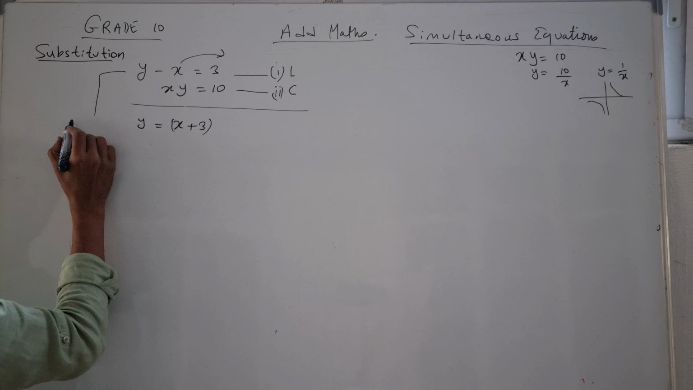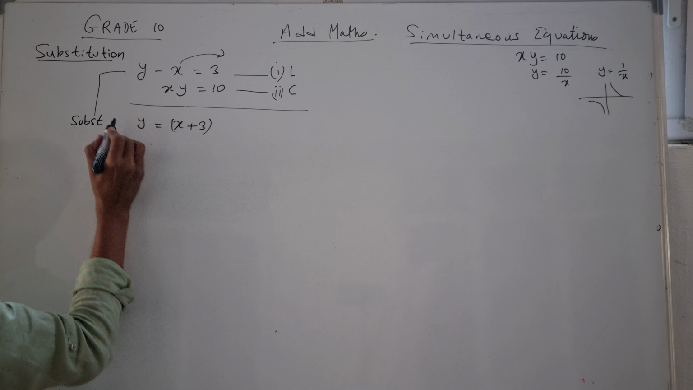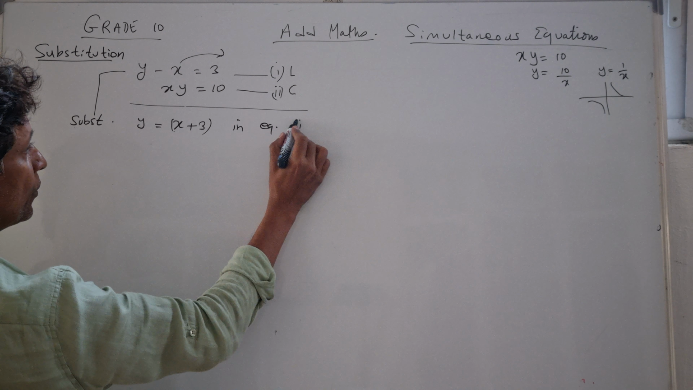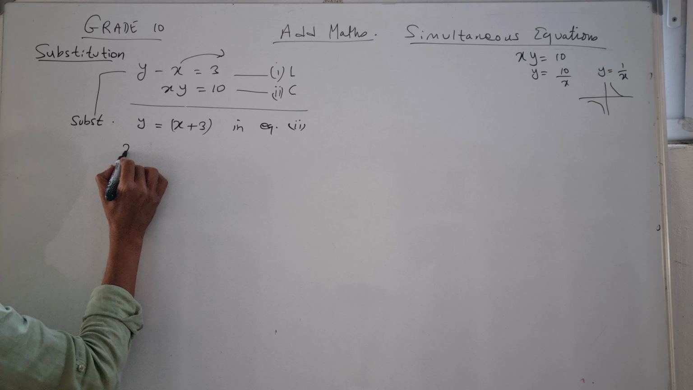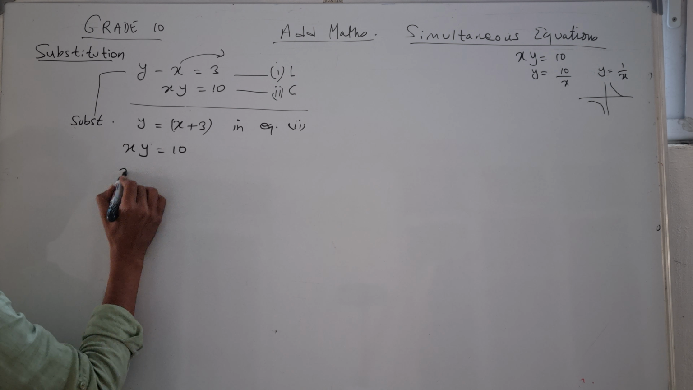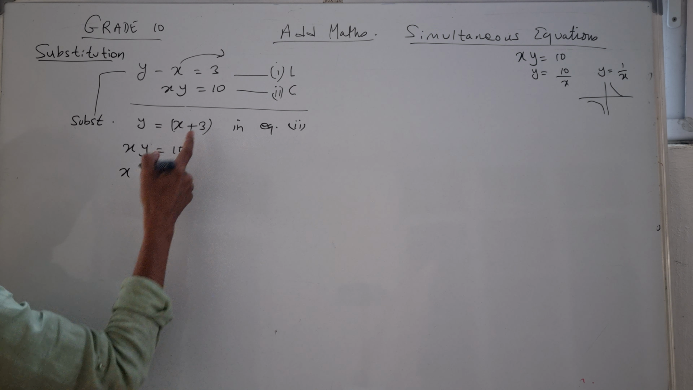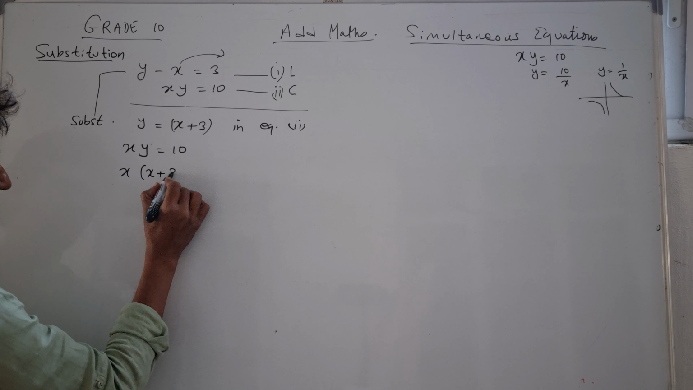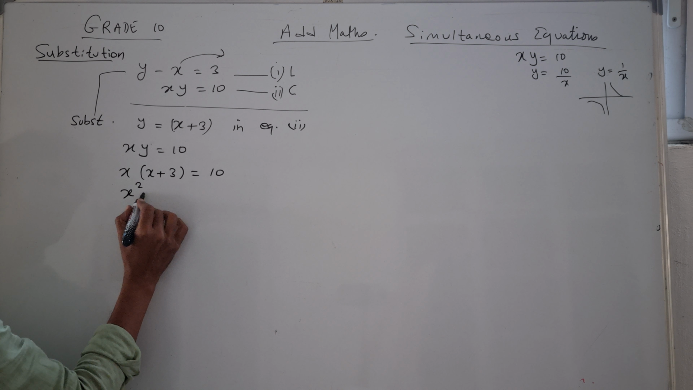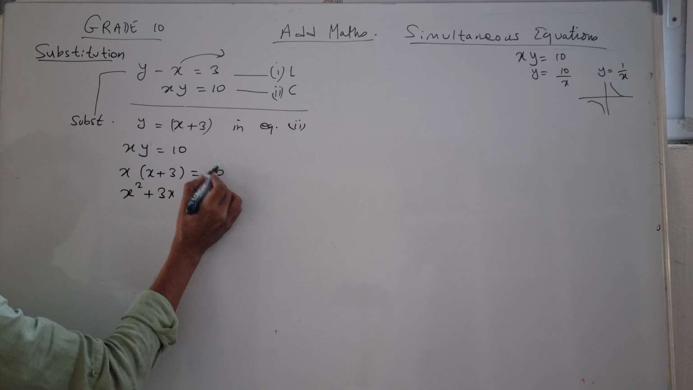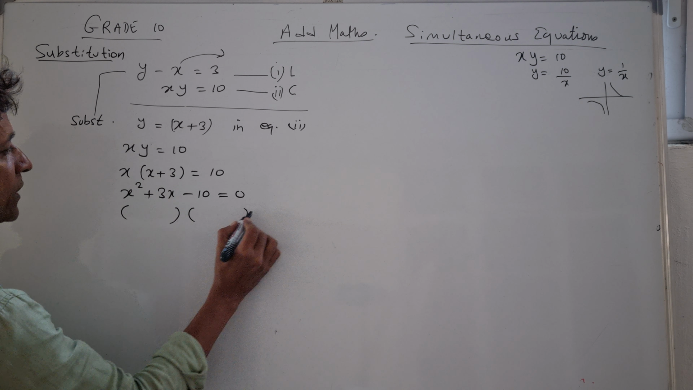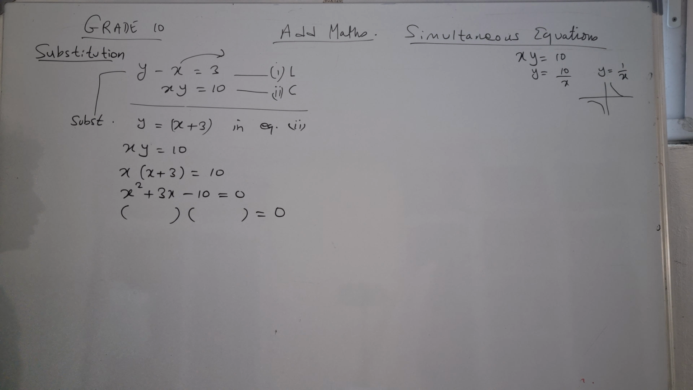So what we're going to do is substitute y is equal to x plus 3 in equation 2. We're given that equation 2 is xy is equal to 10. So x times y, and y was found to be x plus 3, is equal to 10. So we can expand this. We have x squared plus 3x, and the 10 comes to this side, becomes minus 10, is equal to 0. So immediately we can solve this quadratic equation.